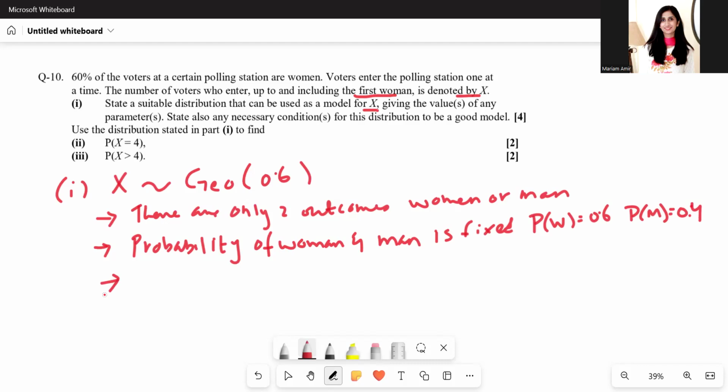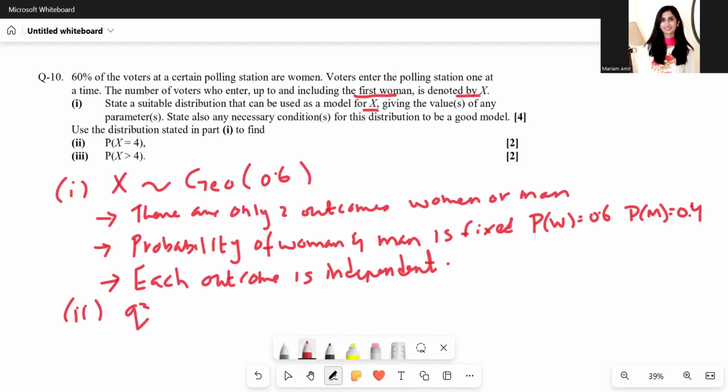The third condition would be each event is independent. Each outcome is independent of the previous outcomes. Okay, part 2. Use the distribution stated in part 1 to find the probability X equals 4. So the formula for that is QQQP, that is failures the first 3 times and then a success, which will give us 0.4 cubed times 0.6, which gives us 0.0384.